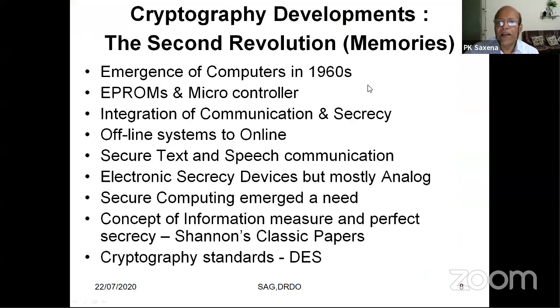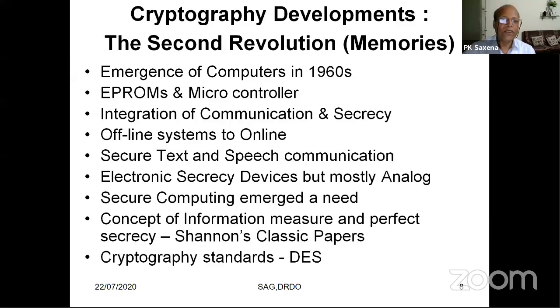And when it comes to memories, this era started mostly in the 1960s after the World War, when these electro machines were broken and people were not confident of using them. By that time, computers had emerged on the scene. So the concept was how cryptography should be transformed into a form where it can be used using computers and microcontrollers, so that dedicated crypto machines can be made.